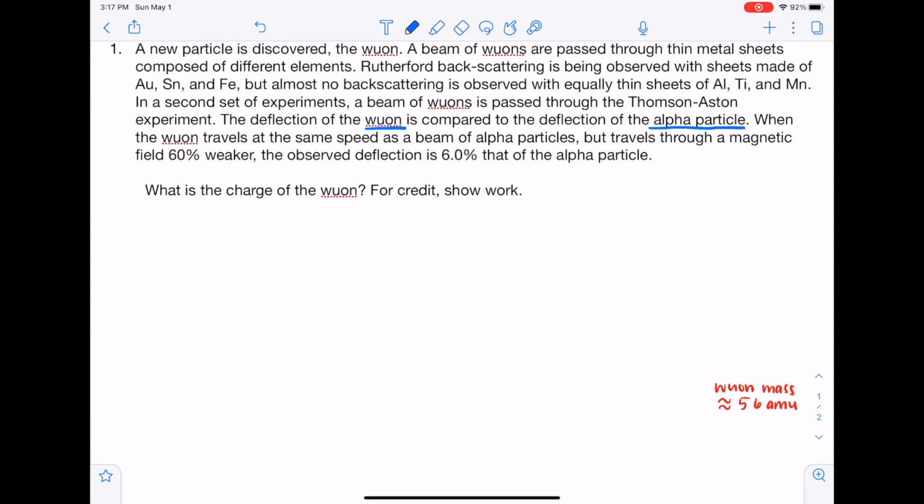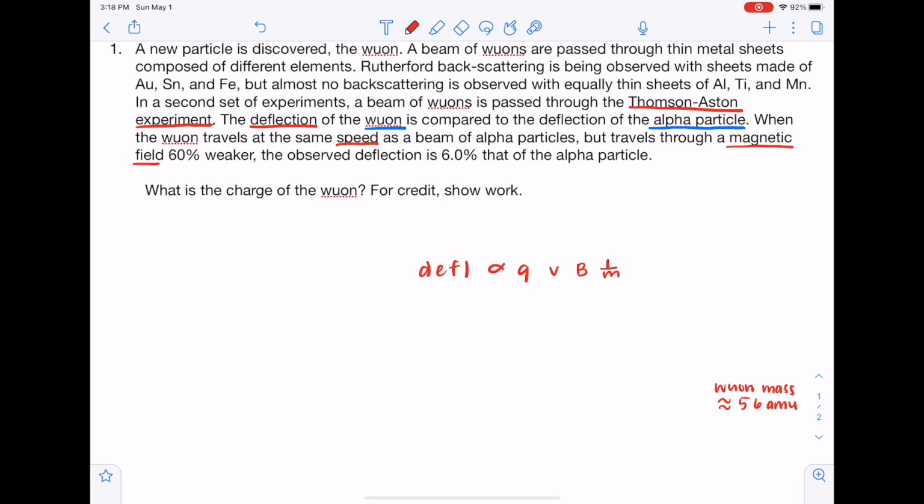Next, we want to determine what variables we're working with. So we see we have deflection, speed, and magnetic field. Then we also see that they tell us that this is the Thomson-Aston experiment. So when those variables and the Thomson-Aston experiment appear, you should think about the expression deflection is proportional to charge times velocity times magnetic field times 1 over mass.